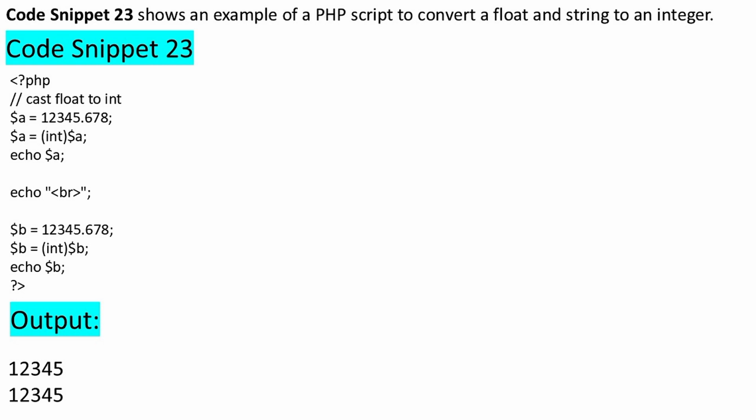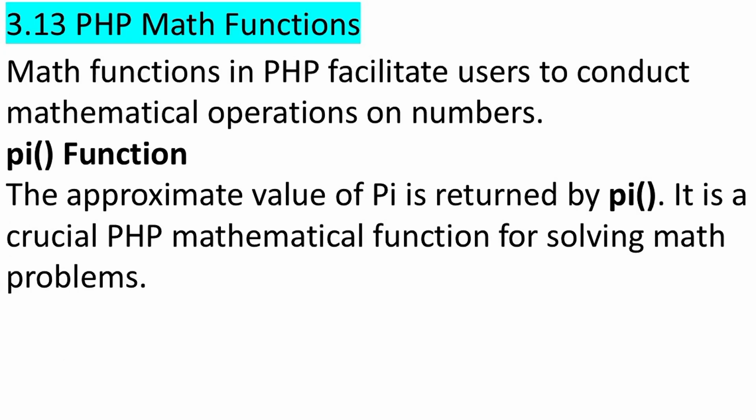This is a very common practice in PHP when you only want the whole number part from a decimal value. For example, when working with IDs, quantities, or counting operations where fractions don't make sense. Now that we've understood how to convert float and string values into integers using code snippet 23, let's move ahead to the next section. 3.13 PHP Math Functions.